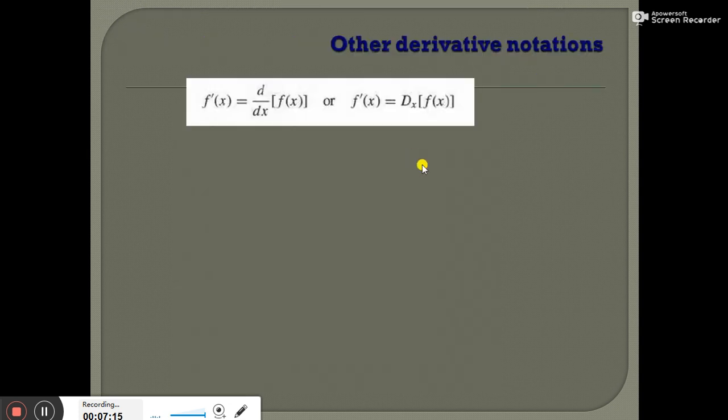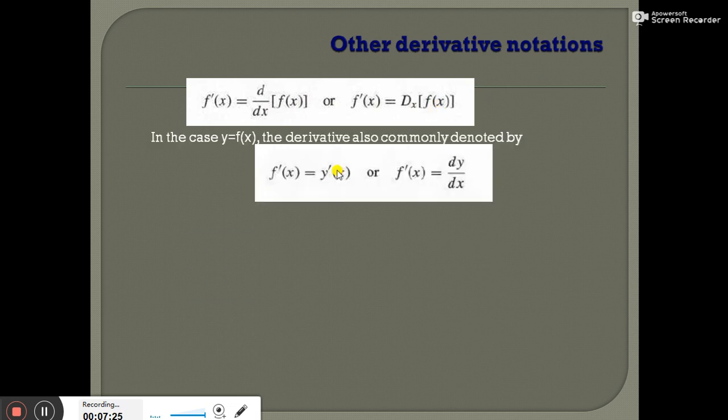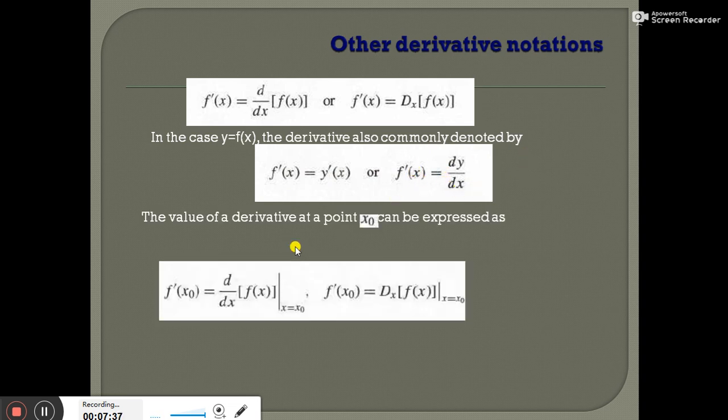And now the notations, f'(x), that is also denoted by d/dx f(x), either d/dx f(x). Other notations mean f'(x), y'(x), or dy/dx. That is the general one we have used, this dy/dx. Either we have to use another, y1 or y dash.